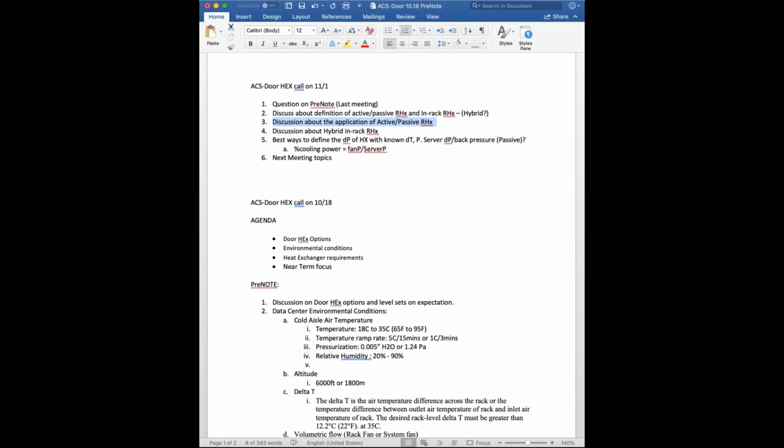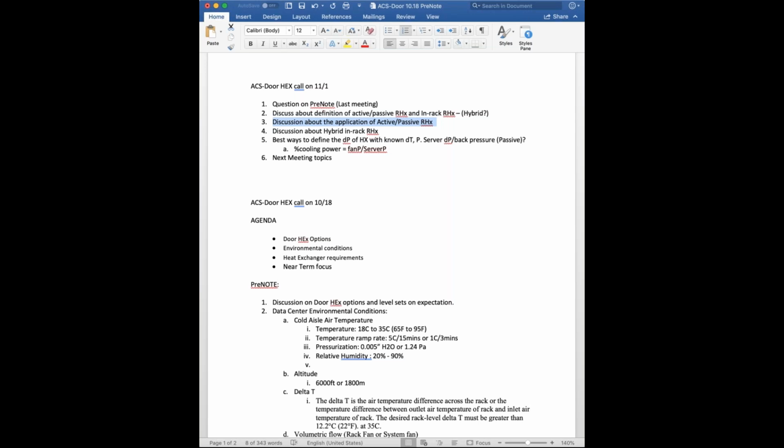Is there any benefit for using either active or passive heat exchanger? Is there anyone in the community who is actually using this technology and getting the benefit? So when I was running Coolcentric, we were the first company to commercialize rear door heat exchangers, and we installed over 1,000 units in the field, and these were passive units, without any issue.